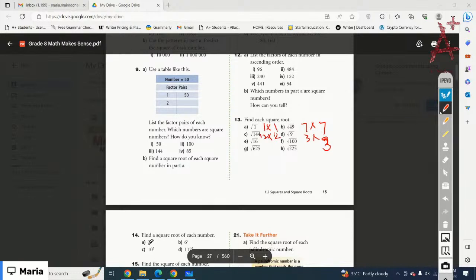Okay, find the square root of each number. 3 squared. You have to find the square root. The square root and the square cancel out. You are left with 3. Got it? Same thing you have to do with 6 squared. That means the square root of 6 squared is 6. Got it?